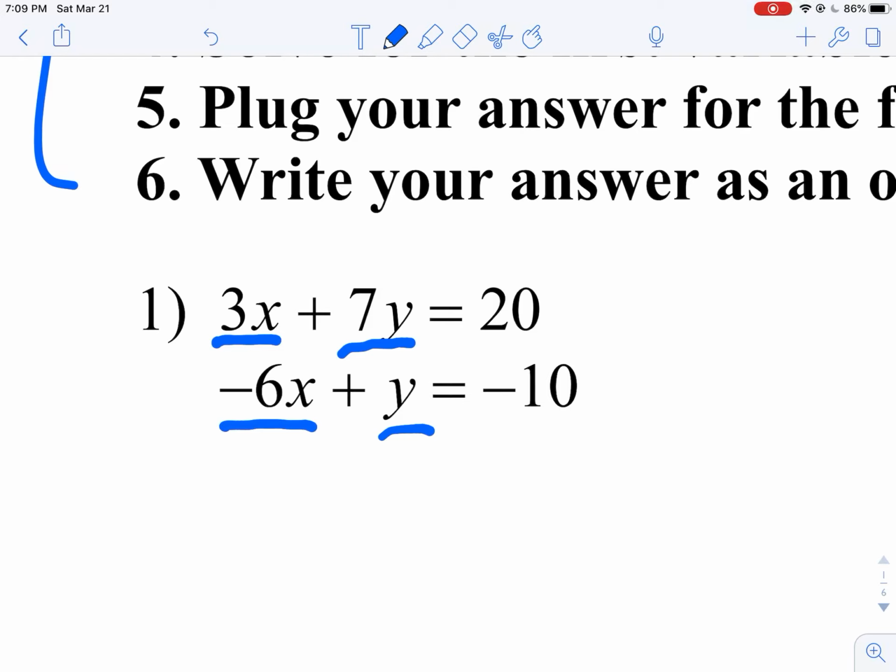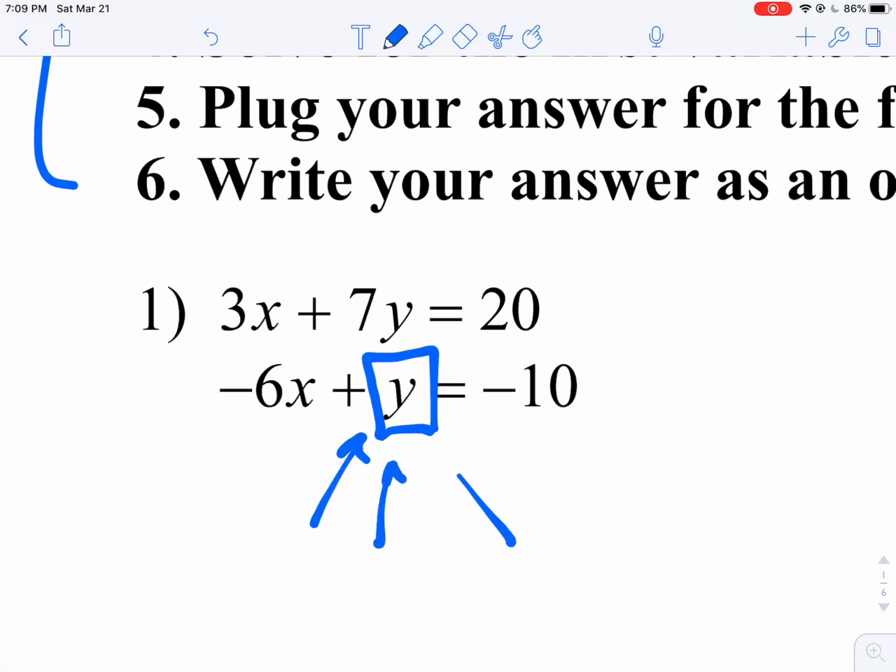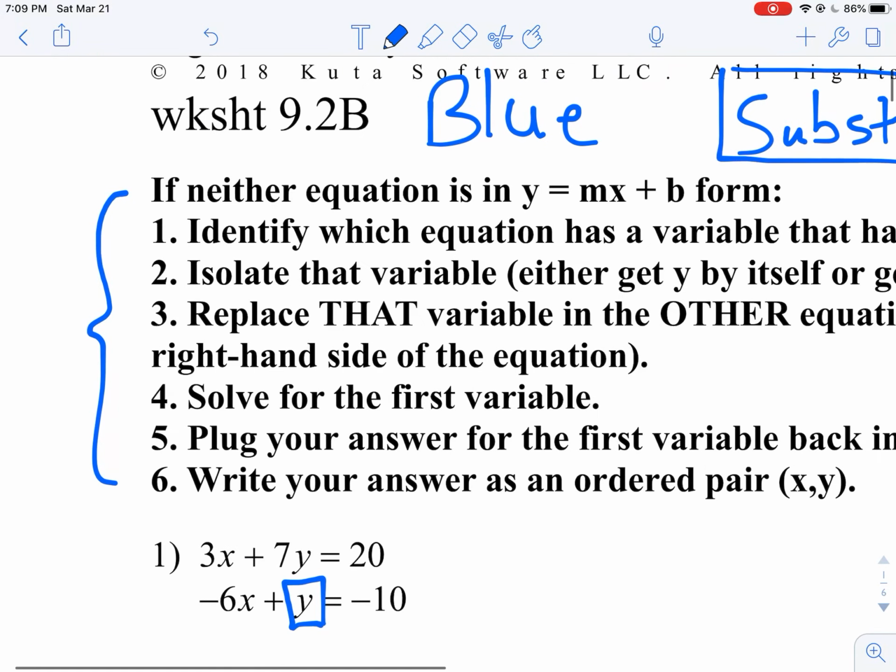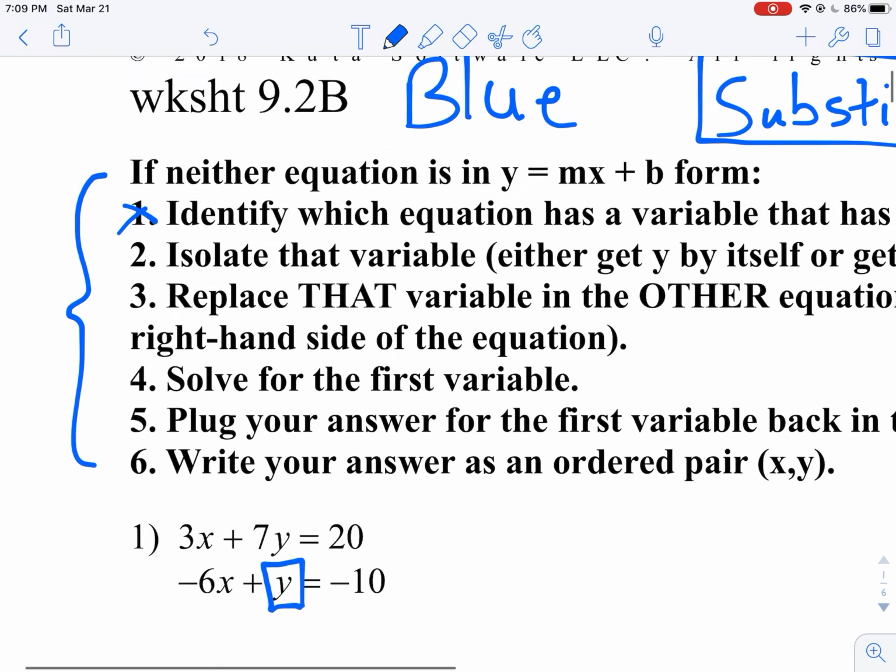I feel like I'm doing Dora the Explorer here. In case you didn't know, it's going to be this one, right? The coefficient is the number in front of the variable. So of these variables, the x's and the y's, only this one right here has a coefficient of 1. So I found the equation that has a coefficient of 1. That's step 1, identify.